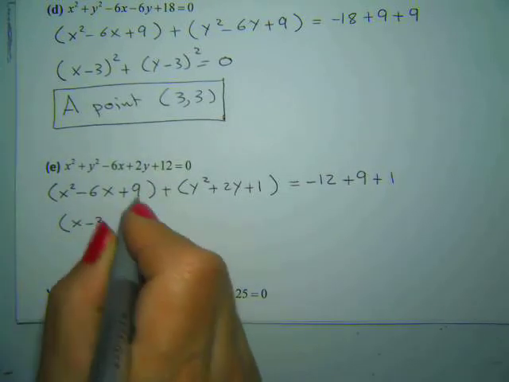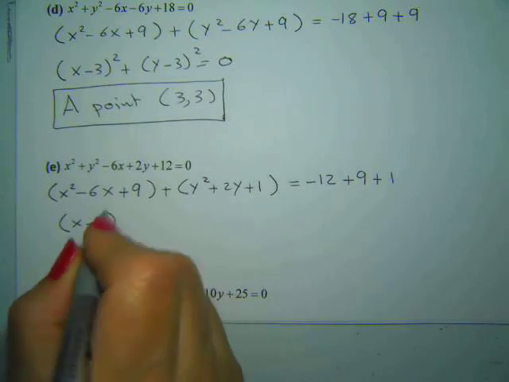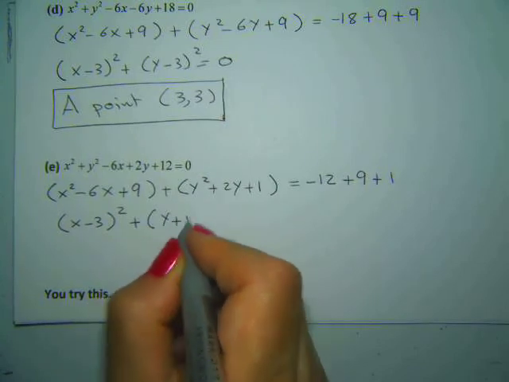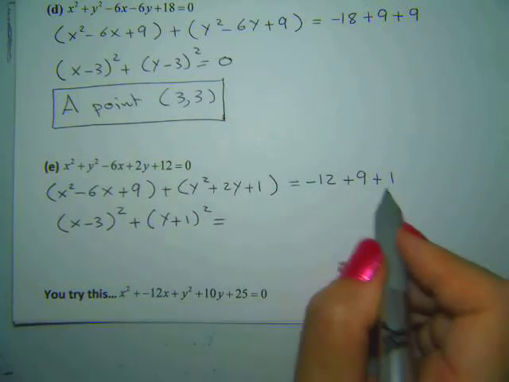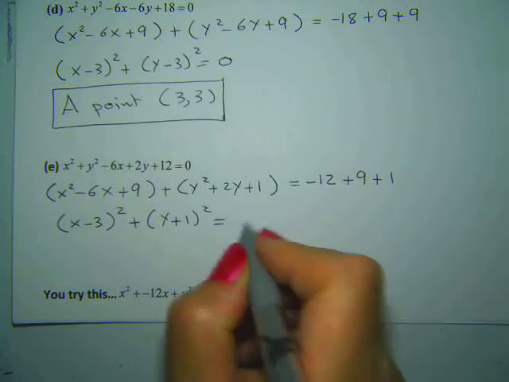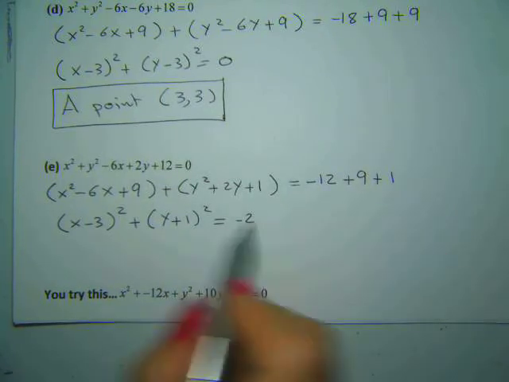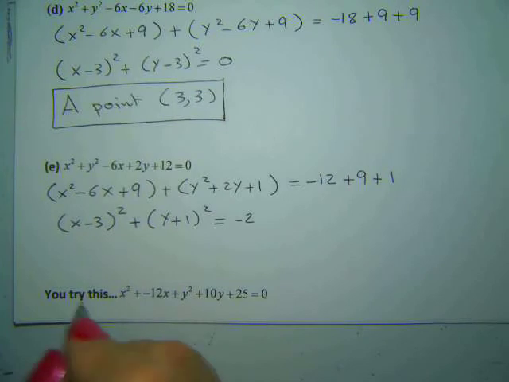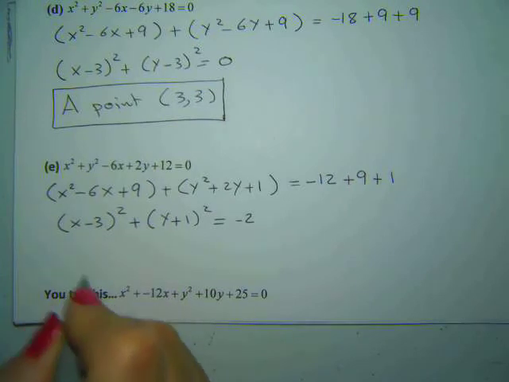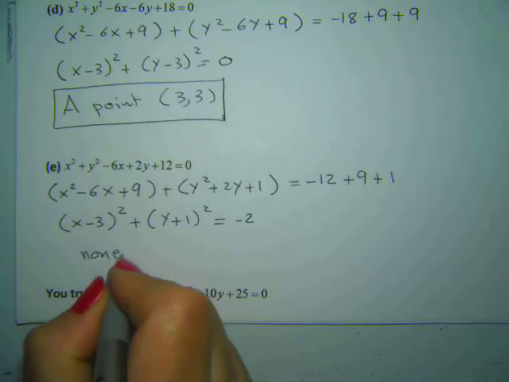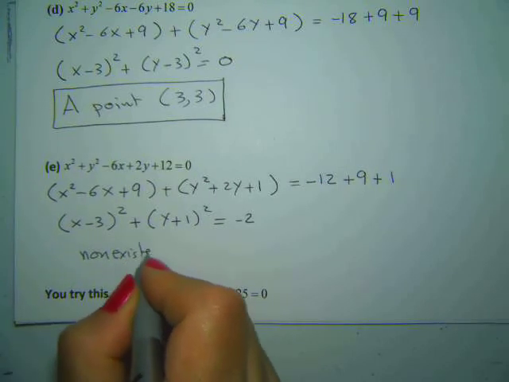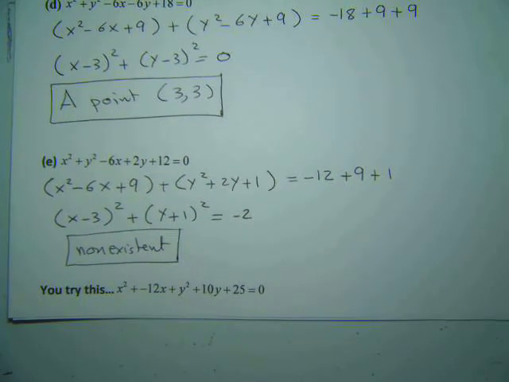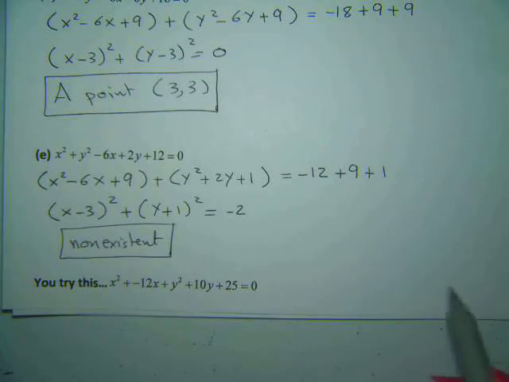X minus 3, square root of the first, square root of the last, the sign of the middle, plus y plus 1 squared is equal to, if you add these two, 9 and 1 is 10, that will give me -2. So remember, I cannot have something squared plus something squared equal to a negative number, so this is non-existent. There is no graph. And I left this one for you to try, and I'll put the answer for you in a minute.